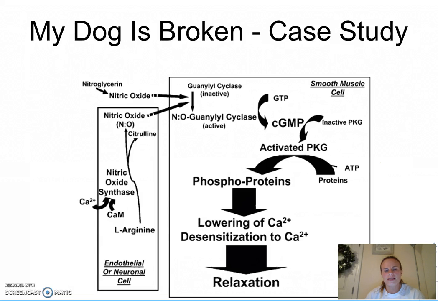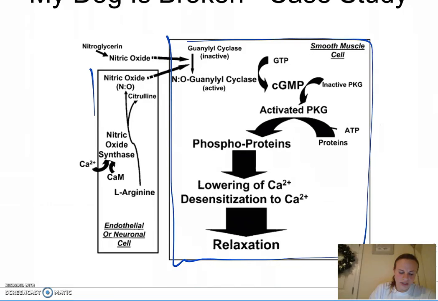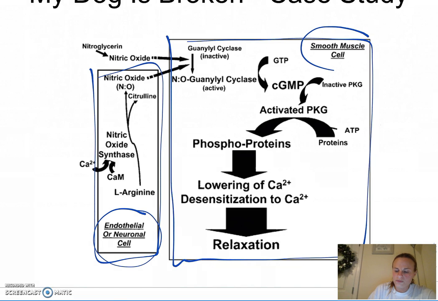So on the AP exam or on any exam, you might be asked to look at an image and be able to depict what's going on. So let's attack this image. Do you recognize that there are two boxes and each box is labeled as an endothelial cell or a smooth muscle cell? These smooth muscle cells are the muscle cells that are found inside of your blood vessels.